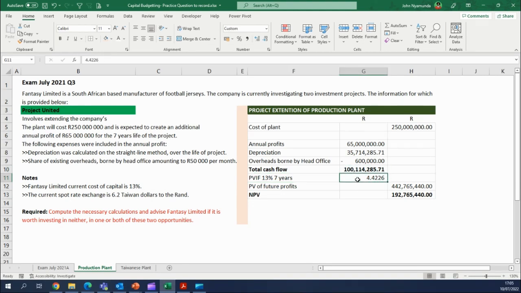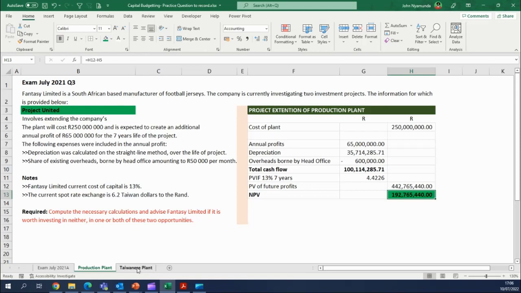Now we multiply that times that. The present value of all the future cash inflows is 100 times 4.4226, which gives you 442.765440. To get the NPV, we need to subtract the initial investment, which is the 250. So 442.765 million minus 250 gives you 192. This is a positive NPV for project one. Now we need to go and see what the NPV is for the Taiwanese plan.